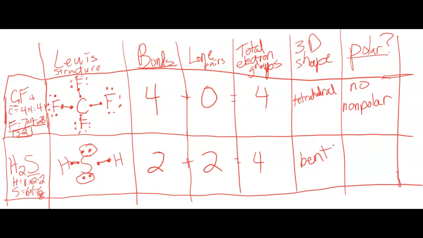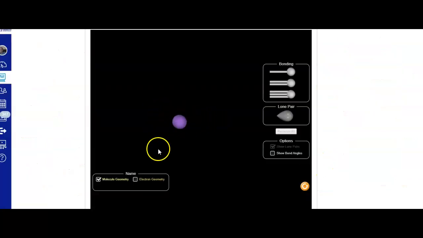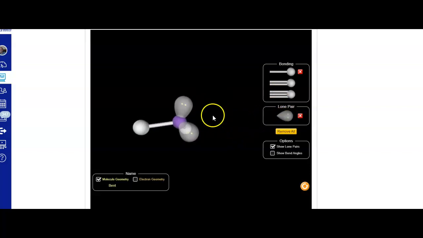To figure out whether it's polar or not, I need to go and build it in the molecular model simulator. So I start with my center atom. Notice I've reset everything again in here. I have on this sulfur 2 singly bonded hydrogens. So I'm just going to click on here to get my 2 hydrogens with 1 bond. So the single, double, triple bonds here. So it's single bond. But the sulfur also has 2 lone pairs on it. So I need to make sure and select 2 lone pairs. If you don't do that, you won't get the correct shape.